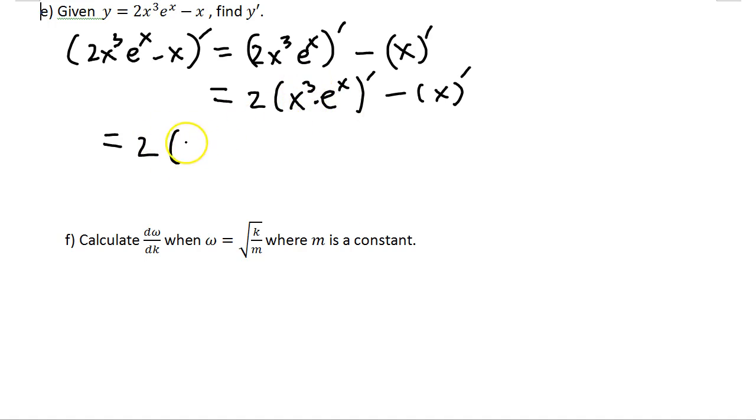So differentiating the first one gives you 3x squared times the second. Leave the first and differentiate the second. e to the x differentiates to e to the x, so that's nothing different. If you differentiate x, it's 1.